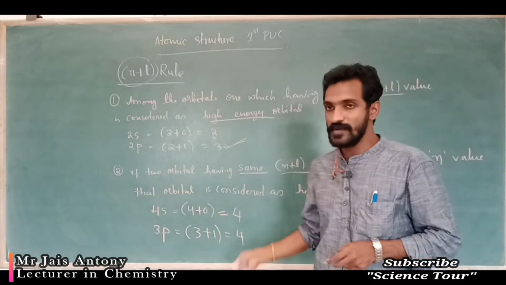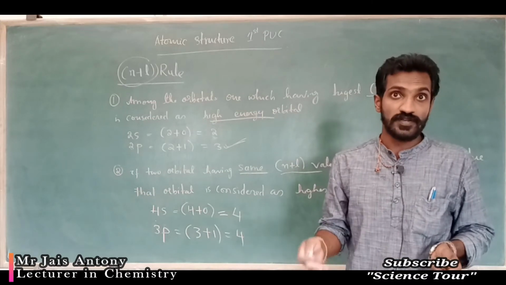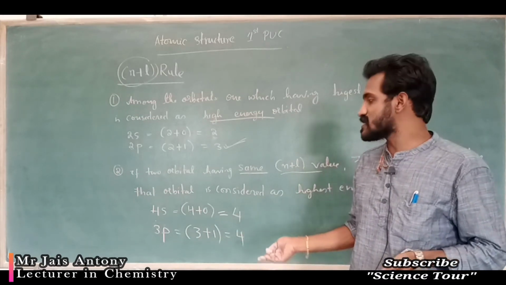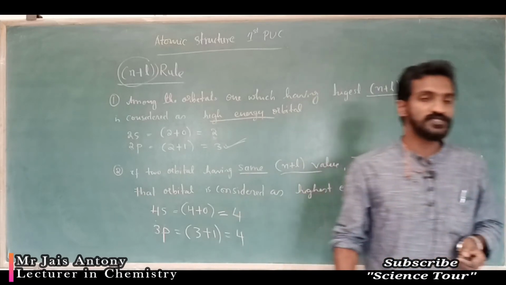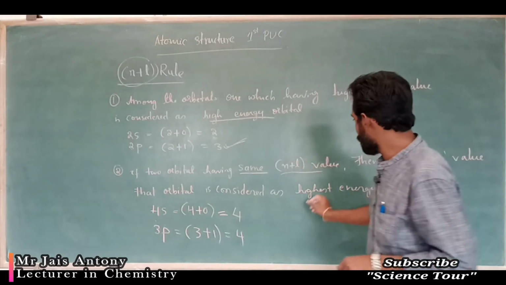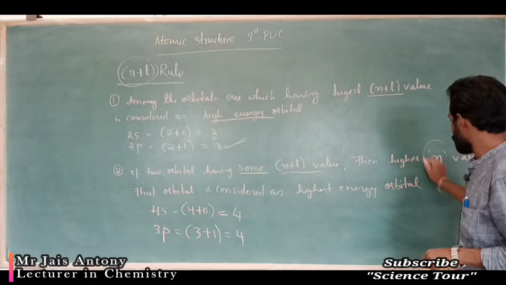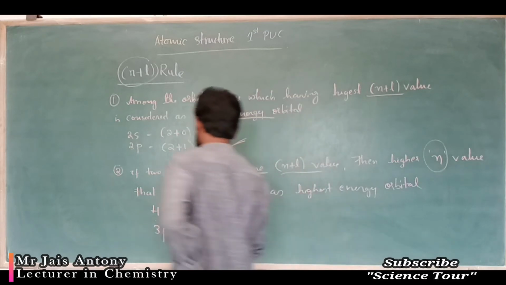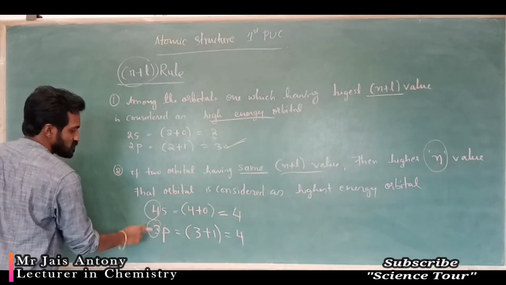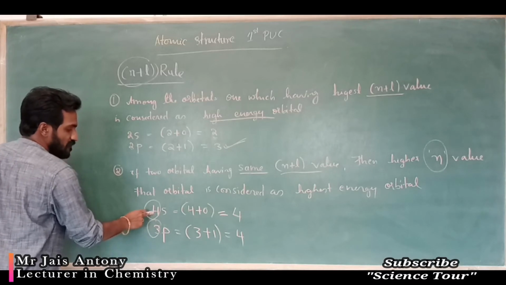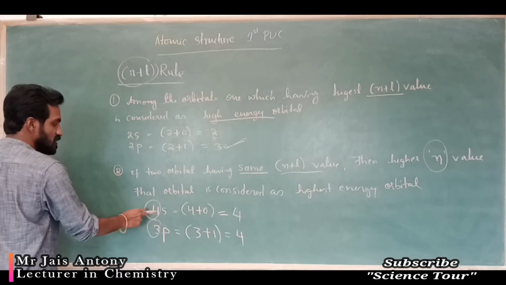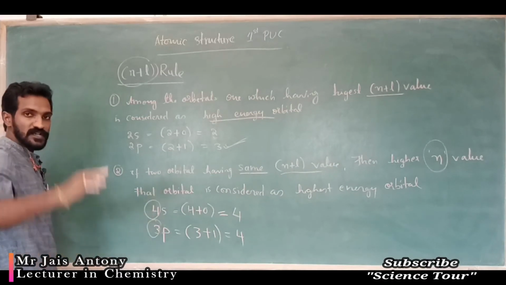If two orbitals have the same n plus l value, which one is considered the highest energy orbital? That is important. The one having the higher n value. n is nothing but the energy level. This is 4, this is 3. So the orbital which has the higher n value is considered the highest energy orbital. Then 4 is the higher n value.